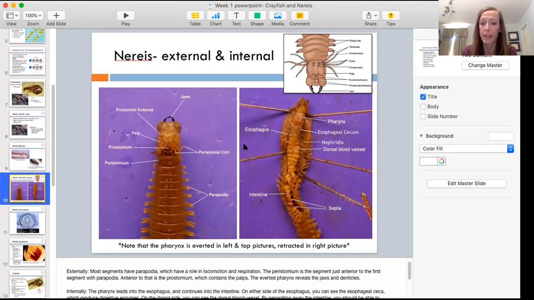Now, we can distinguish between the ventral blood vessel and the ventral nerve cord based on color. The ventral nerve cord is a lighter, paler color versus the blood vessel is usually a little bit darker.